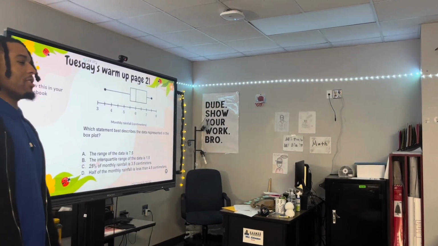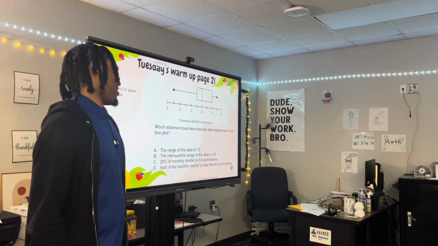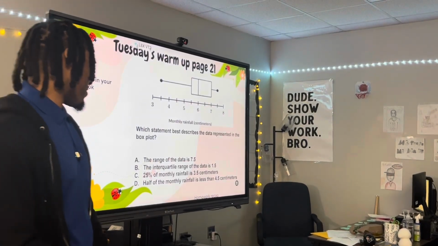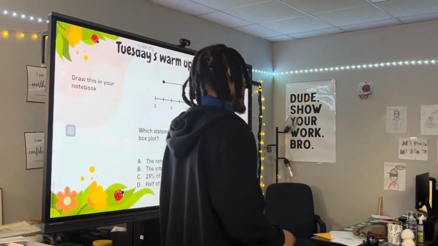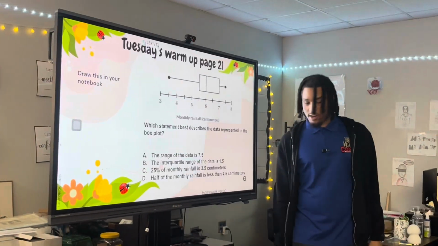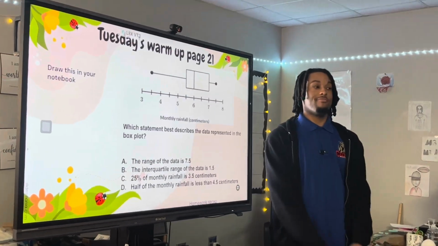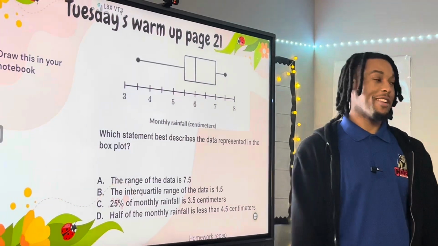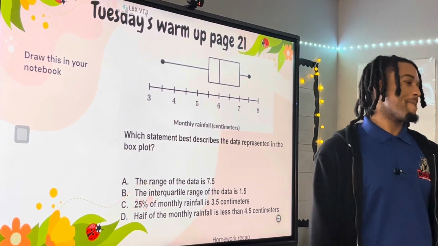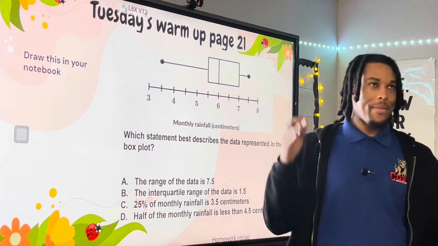Answers and see which one is true. So let's start with A. A says the range of the data is 7.5. Can someone raise your hand and tell me how do we find the range? Raise your hand if you think you know. Malia. How we find the range is between the highest and the lowest value.